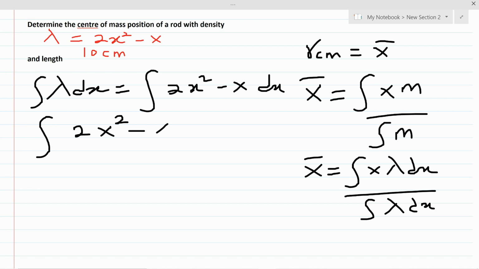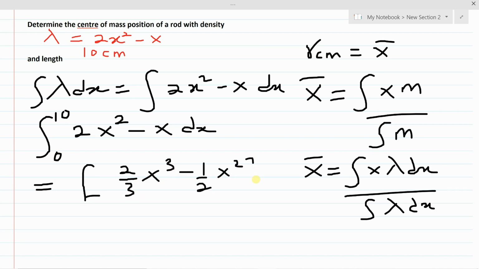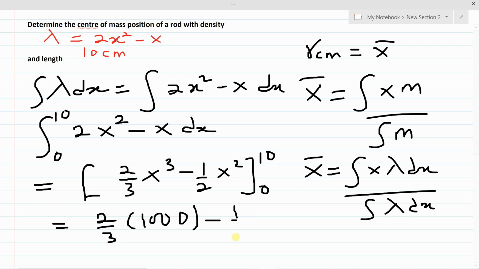Now, where will the limit be running to? The length given to us, in centimeters, is 10. So the rod will start from 0 to 10, and this will give us 2 over 3 s cubed minus 1 over 2 s squared, from 0 to 10. Putting 0 in will turn everything to 0, so simply put 2 over 3 times 10 cubed, which is 1000, minus 1 over 2 times 10 squared, which is 100. Use your calculator and quickly get 2 over 3 times 1000 minus half of 100, which is 50, and that would give us 1850 over 3, provided what we've done here is true.